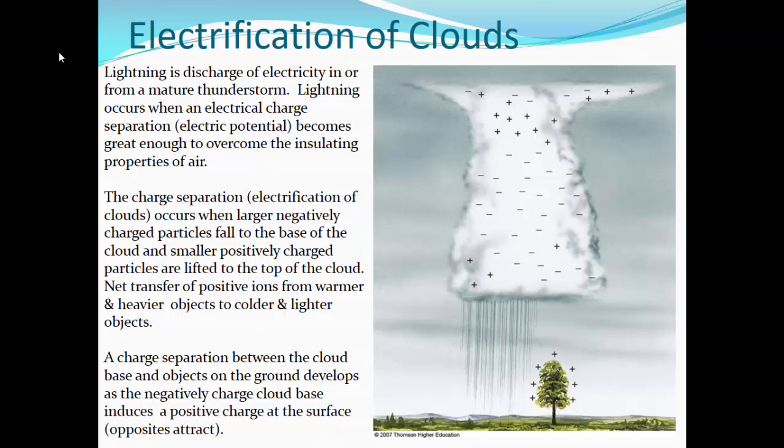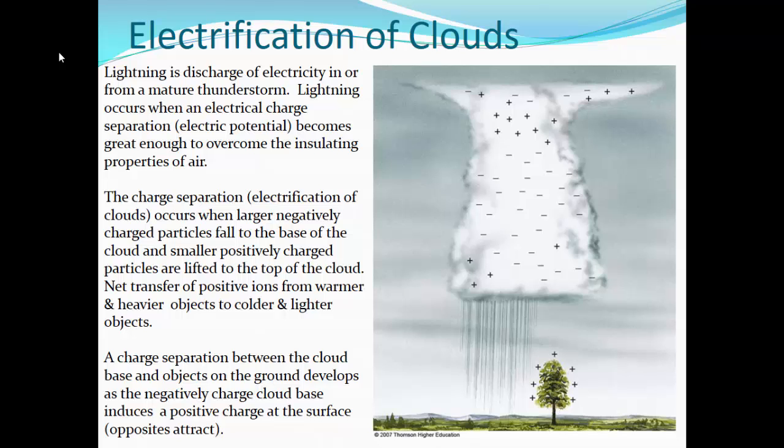So you have to have a mature thunderstorm, and that lightning occurs when there is an electrical charge separation, known as an electrical potential, that becomes strong enough that it can overcome the insulating properties of air. So insulation just means electricity can't or has a very difficult time passing through the insulating body. So we know that copper wires are wrapped in rubber. Rubber is the insulator. The bigger and stronger the wire, the thicker the insulation is going to be.